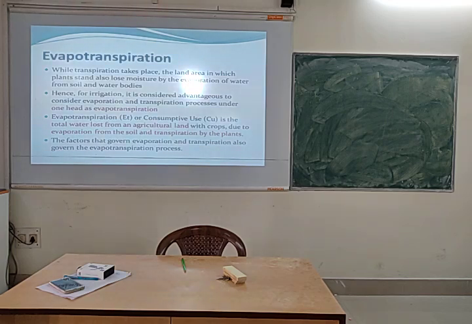Hence, for irrigation, it is considered advantageous to consider the evaporation and transpiration processes under one head, and that head will be called evapotranspiration. Right? Now, evapotranspiration, ET, or consumptive use, CU, is the total water loss from the agricultural land. That will be the total amount of loss from evaporation and transpiration, right?